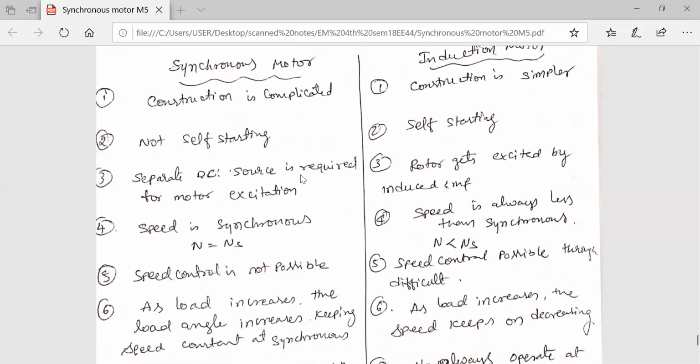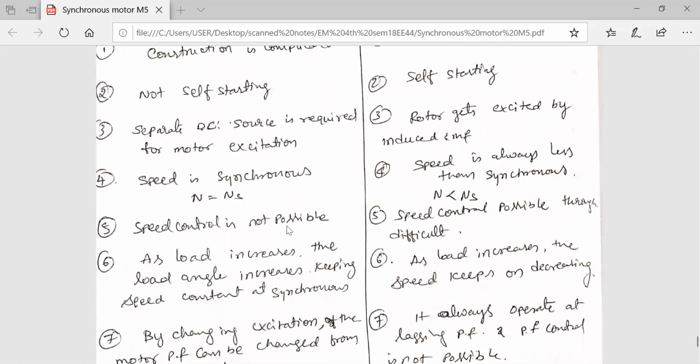And a separate DC source is required for the motor excitation or motor poles. So we require separate DC excitation along with the AC supply. Two different sources are required to start the synchronous motor. But in the case of the induction motor, only a three-phase supply is required to rotate it. That is, the rotor gets excited from the induced EMF directly. So here the rotor does not require any other DC supply in the case of the induction motor.